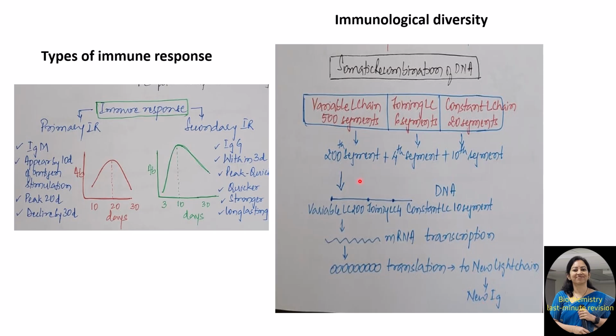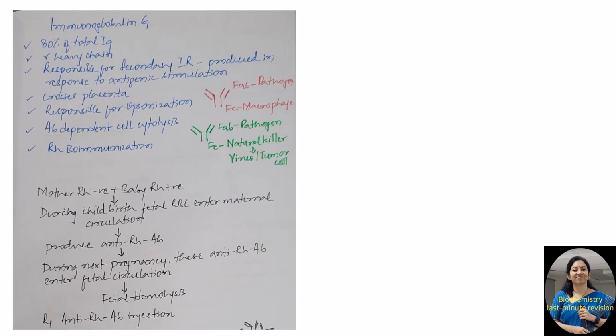So in the next step, the first V segments can join, the first D segments can join, and the first J segments can join and produce different immunoglobulins. So from a single limited number of genes, a variety of different immunoglobulin light chains can be produced by somatic recombination of DNA. This is also known as immunological diversity. So this can be asked as a 3-marker, or a reasoning based question can be asked like that.